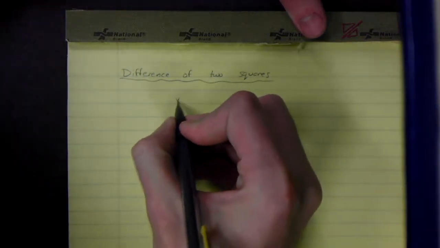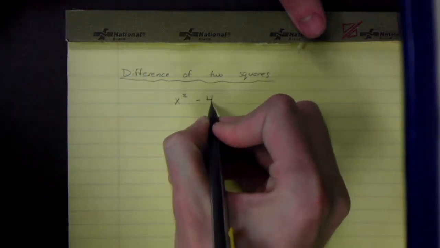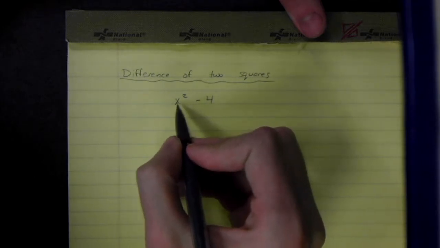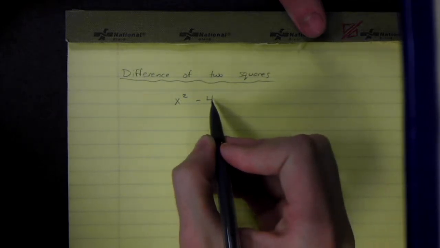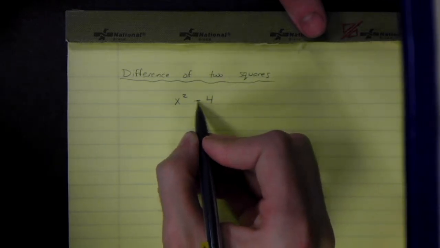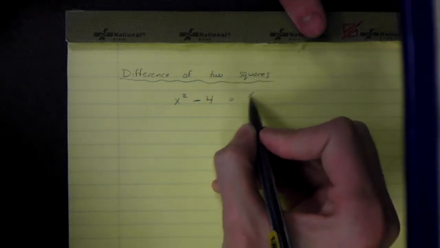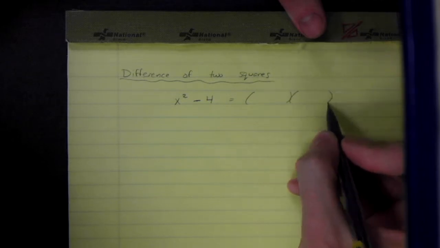So for example, x squared minus 4. Well, x squared is a perfect square, and 4 is 2 times 2, so it's a perfect square. And we're subtracting between them. And this will always factor using the same kind of pattern here.